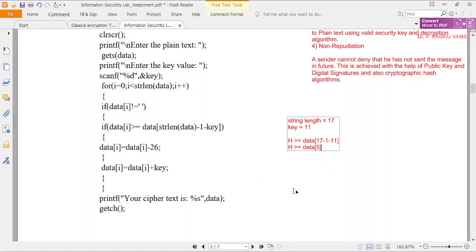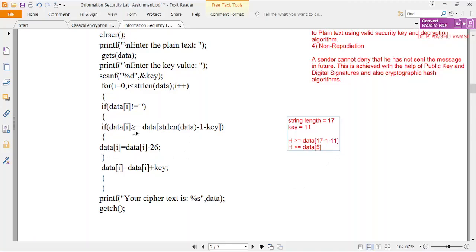H means, for example, if it is a capital letter, A is 65. A, B, C, D, E, F, G, H: 65, 66, 67, 68, 69, 70, 71, 72. So 72 minus 26. What could be the character in the ASCII character set? That will be in the data of I. I hope by this time you got it, right?